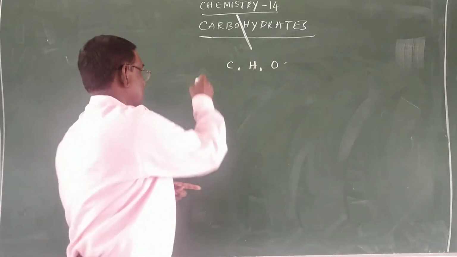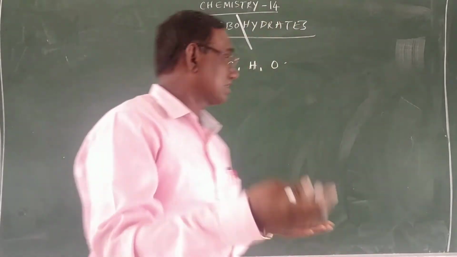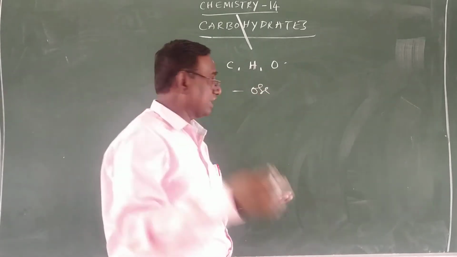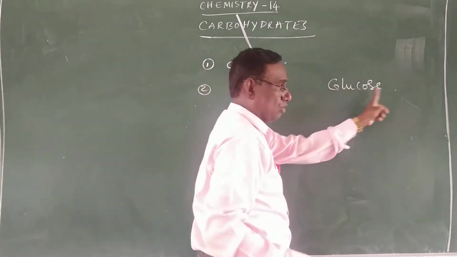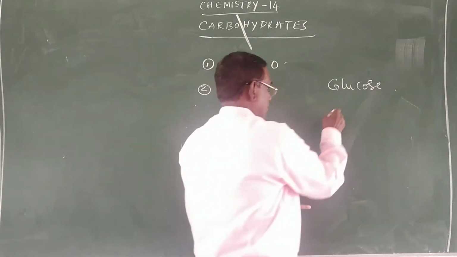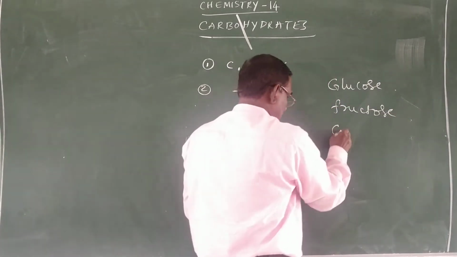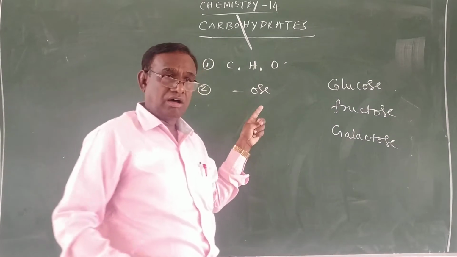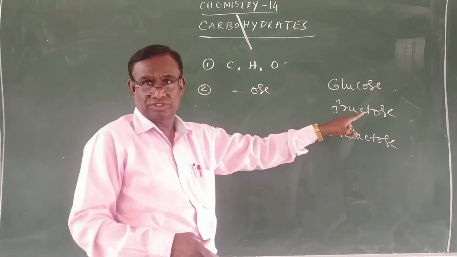And we know that all the carbohydrate names end with the suffix "ose". Ends with the suffix what? "Ose". Why? Because if you write glucose, O-S-E at the end. Fructose, O-S-E. Galactose, G-A-L-A-C-T-O-S-E, galactose. That means all the names of the carbohydrates end with the suffix "ose".